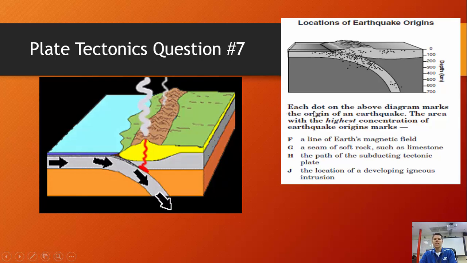Alright, so let's look at our question. Each dot on the above diagram, so everybody sees all these dots, most of them are right where the two plates collide here, marks the origin of an earthquake. The area with the highest concentration of earthquake origins, right here, marks a line of the Earth's magnetic field. No. A seam of soft rock such as limestone. No. The path of the subducting tectonic plate. That's exactly what we see right here, the path of the subducting tectonic plate. So our answer is H.